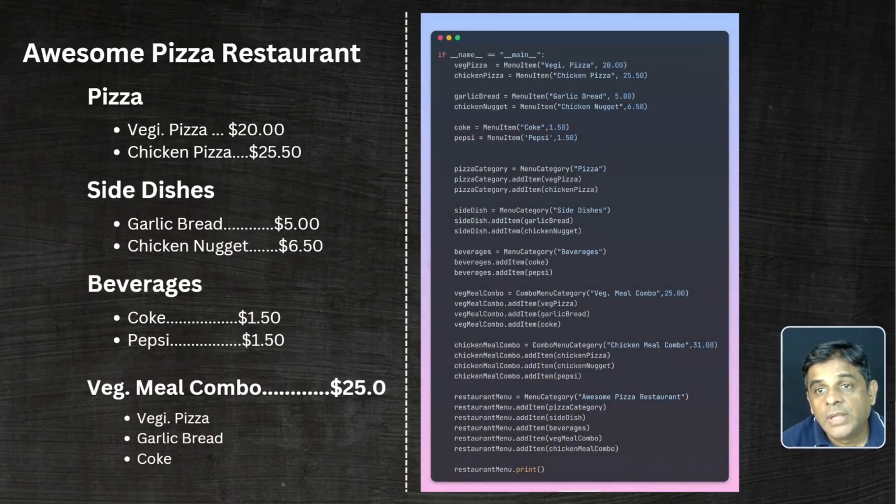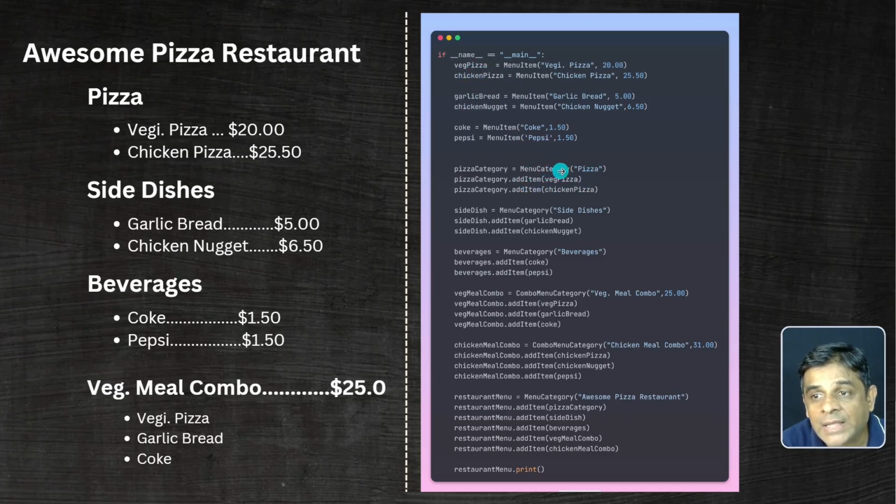Now in the main, if I want to create my menu like this, I have to implement it like this. First I will instantiate all the leaf nodes like veg pizza, chicken pizza, garlic bread, chicken burger. So if you see this main function, we are creating individual items, and then we are creating categories. Like I want to keep all this pizza into the pizza category.